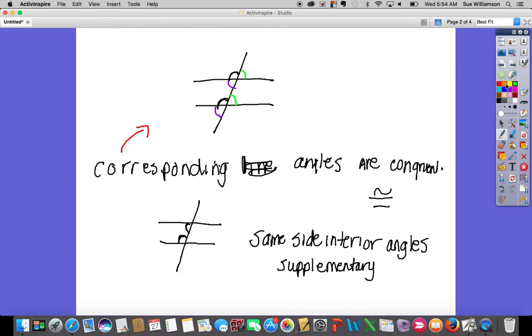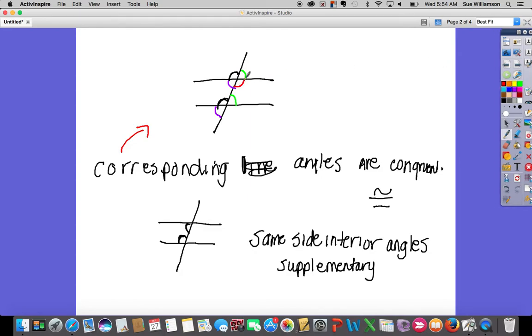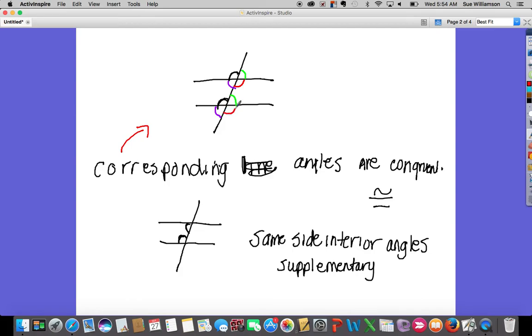And in the same way, this red angle corresponds to that red angle because this angle is between the two lines and this one is outside of the two lines, but they're on the same side of the transversal. Those are corresponding angles.